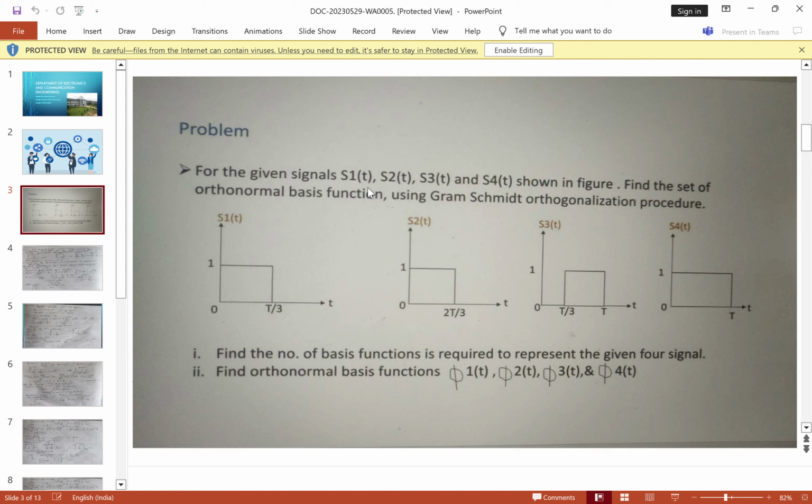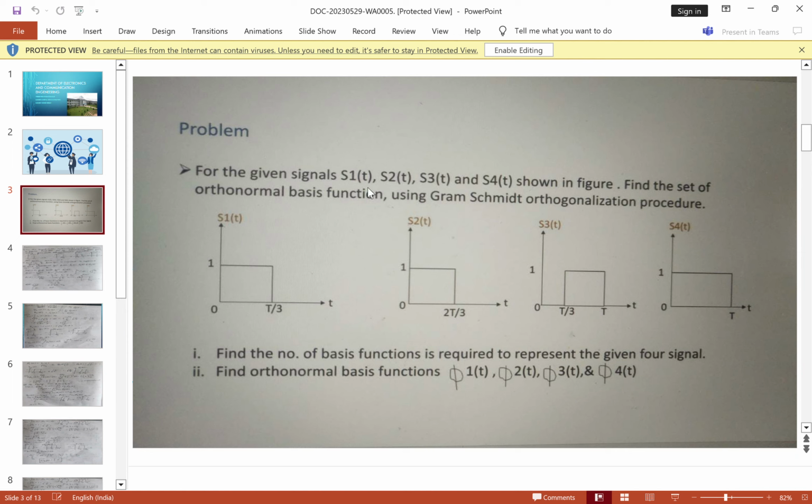Plot of g2(t). So these are the signals we have to plot: s2(t) up to 2T/3, root of T/3 times psi1(t) up to T/3, and g2(t) from T/3 to 2T/3.